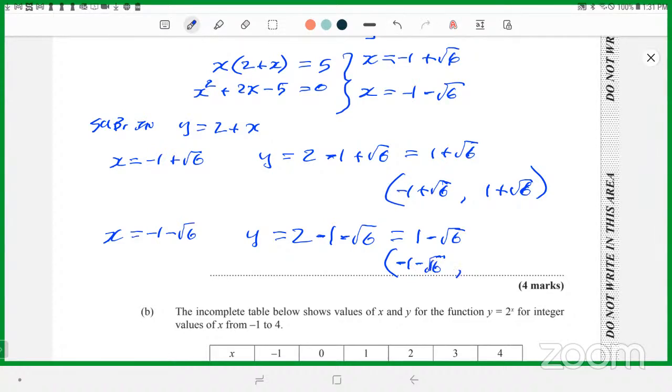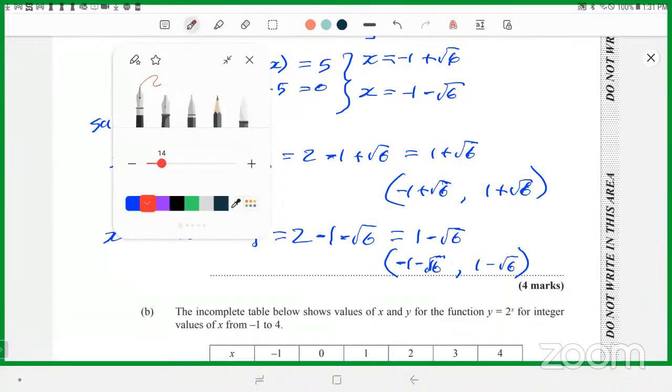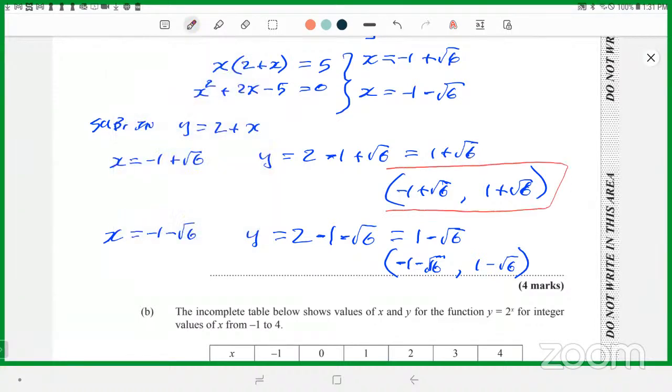And then it is this y value, which is 1 minus root 6. And so these are my two answers. That's one answer, and that's my second answer, my 2 points. Steve, are you good with that? Yes, sir. All right.